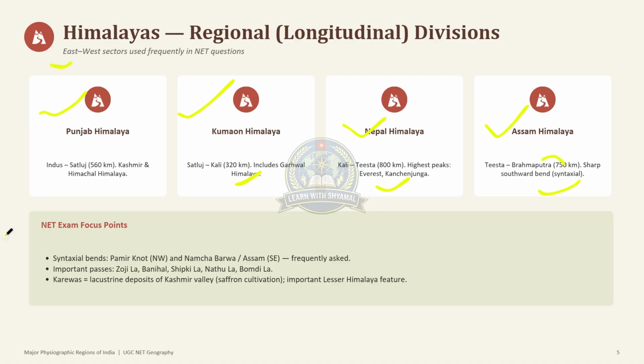So there are some NET exam focus points also. Syntaxial bends, that means Pamir in the north-northwest and Namcha Barwa in Assam in the southeast, are frequently asked in NET examination questions. And important passes: Zojila, Banihal Pass, Shipki La Pass, Nathu La Pass, and Bomdila Pass. We will discuss the important passes and their connecting places in our next classes. Then Karewas, lacustrine deposits of Kashmir Valley, saffron cultivation, important lesser Himalayan feature.